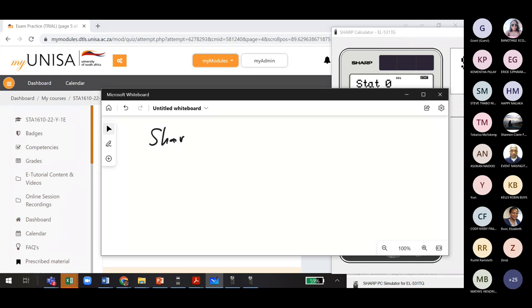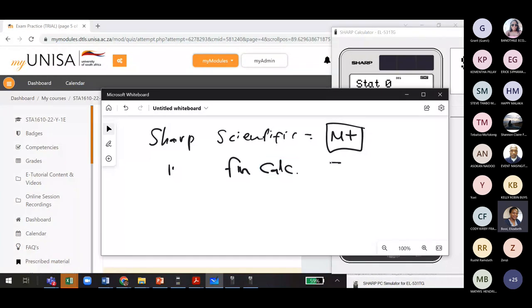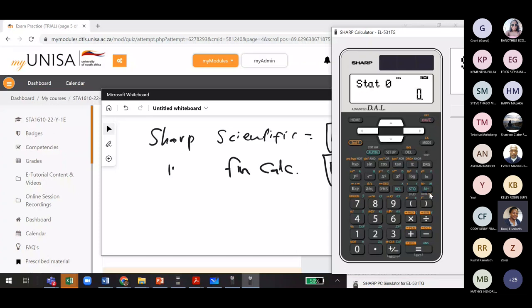Sharp scientific: you will use the M plus button, which is in the same position as for those using Sharp. Financial calculator: you will use the E and T button. They are in the same location, right there above the comma, the close bracket.